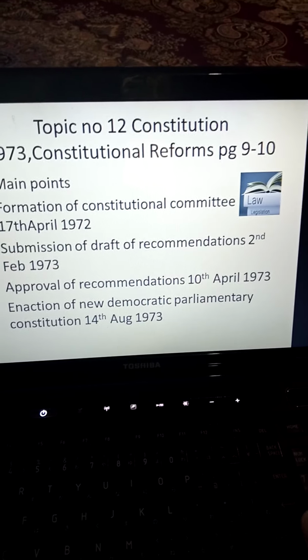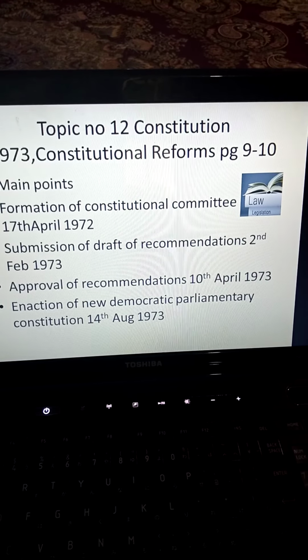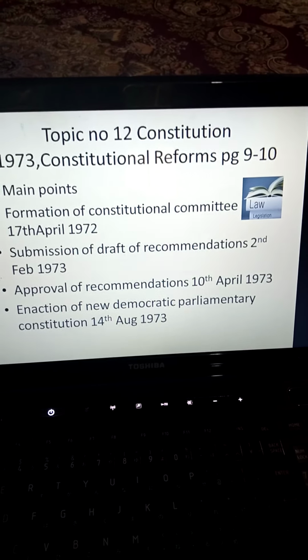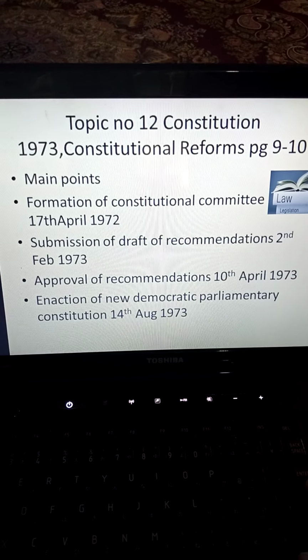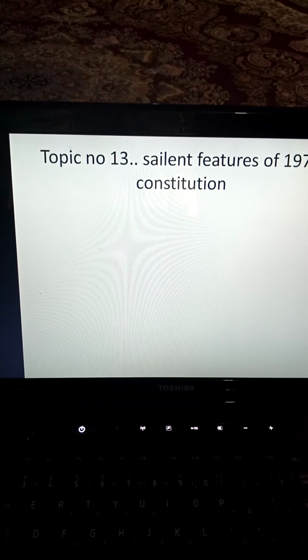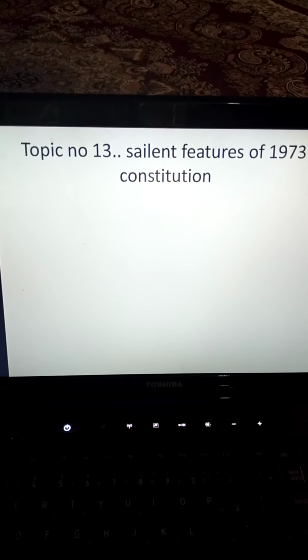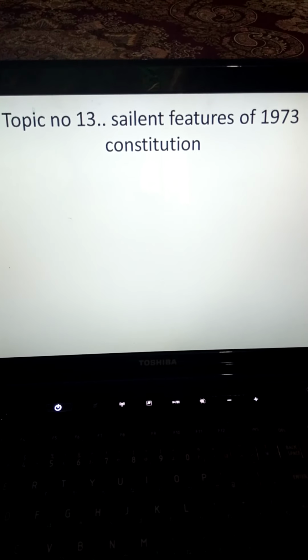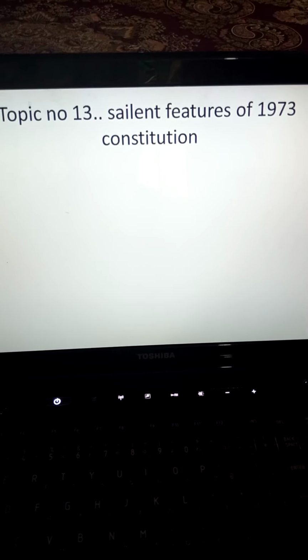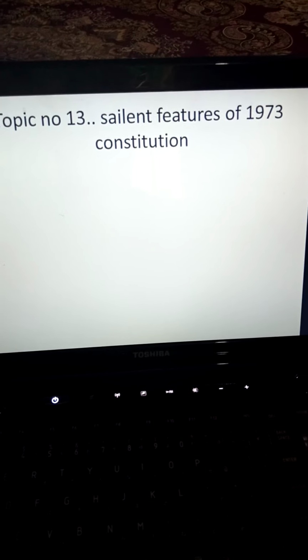So this picture is relevant to the formation of the Constitutional Committee or the legislative committees. Next, topic 13, salient features of the 1973 Constitution, or the main features or points of the 1973 Constitution.